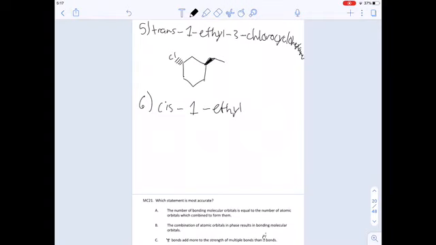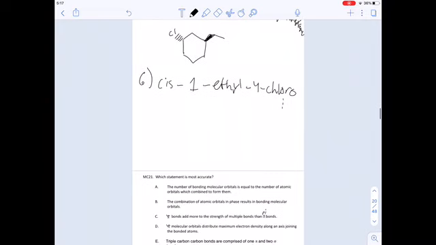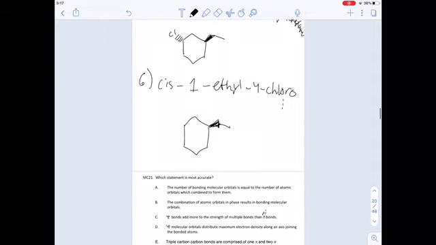Okay. Number 6 is going to be cis-1-ethyl-4-chlorocyclohexane. I think, in my opinion, naming helped me get through these, so I recommend it. If you don't want to do that, that's okay though. And that's going to look like this. 1, 2, 3, 4. Oh, oops, I said cis, my bad.